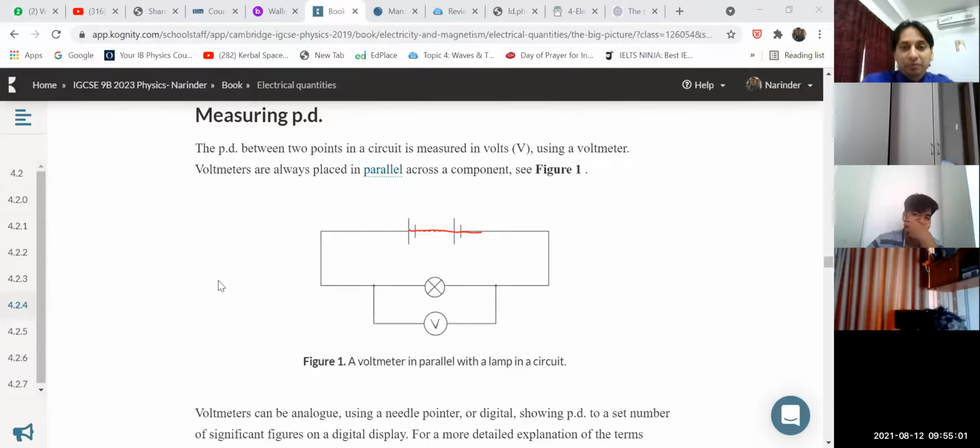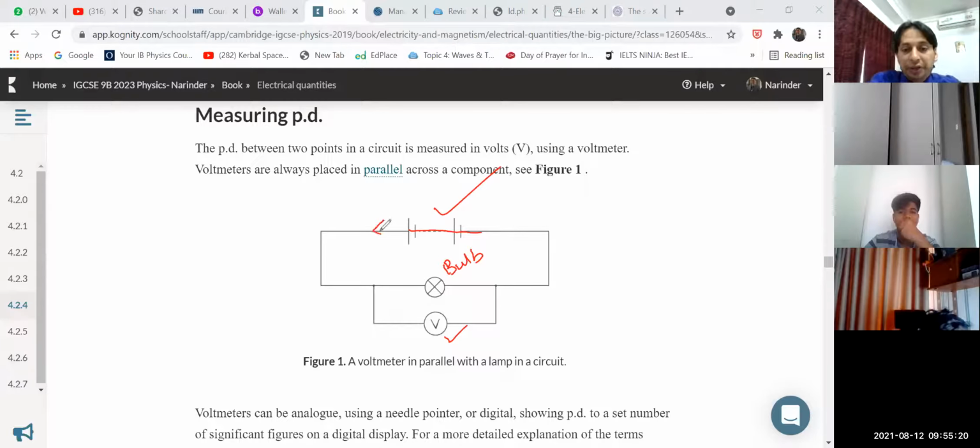In this diagram, a battery. This is called an electric lamp, bulb. Let me write bulb or lamp. And a voltmeter is connected. The voltmeter is connected in parallel. What is the series combination? What is the parallel combination? We will discuss that in our next classes also.